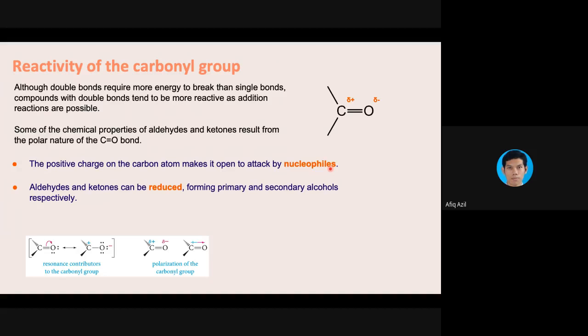So aldehydes and ketones can be reduced, forming primary and secondary alcohols respectively. Here is the polarization of the carbonyl group. Aldehydes may also be oxidized to carboxylic acid. If you reduce aldehydes and ketones, you will get alcohol, because earlier one way to synthesize aldehydes and ketones was through the oxidation of alcohol. If you further oxidize aldehydes, they may be converted to carboxylic acid.